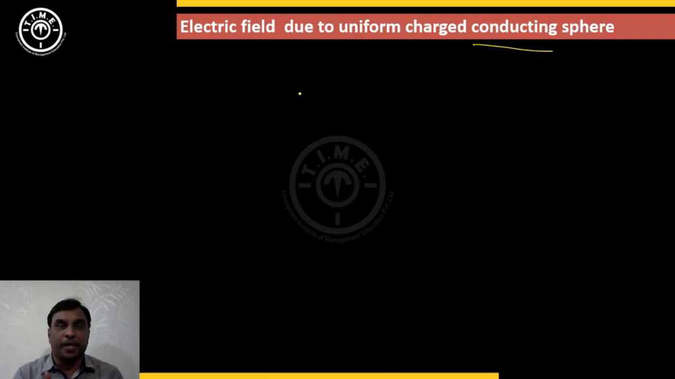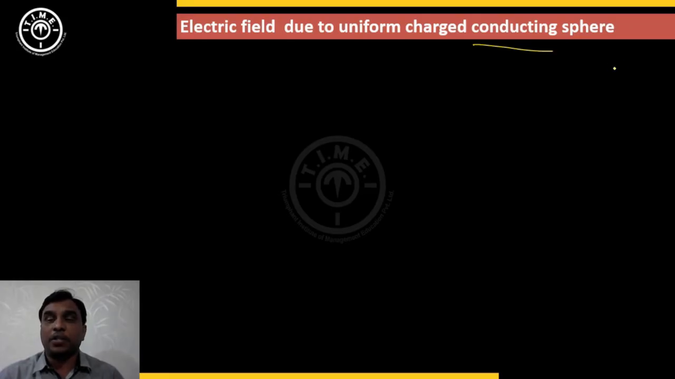Let us suppose you have taken a conducting sphere and given it charge, either a shell or a solid sphere. In both cases, if it is a conducting sphere, whatever charge you have given resides only on the top surface. But in the case of a non-conducting sphere, free charges are available inside as well as on the top surface. That is the difference. Now first we'll discuss the electric field due to a uniformly charged conducting sphere.